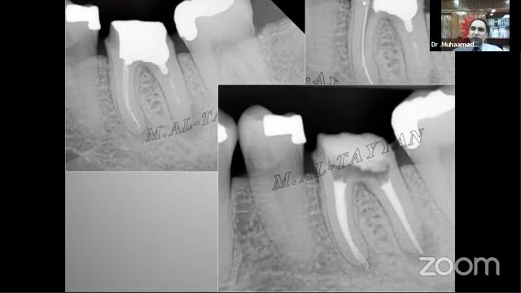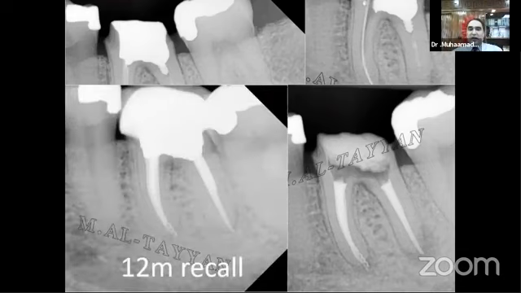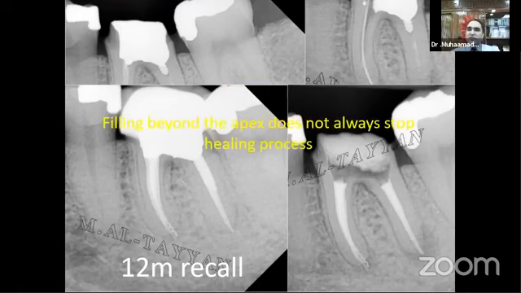What I did is I recalled the case after 12 months, and I was very happy to see the outcome. It has started healing very well. And I would like to remind you that filling beyond the apex does not always stop the healing process. It might lower the percentage of healing in a way. It might delay the healing process, but it does not always stop it.